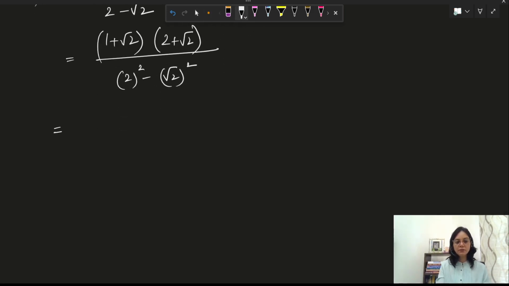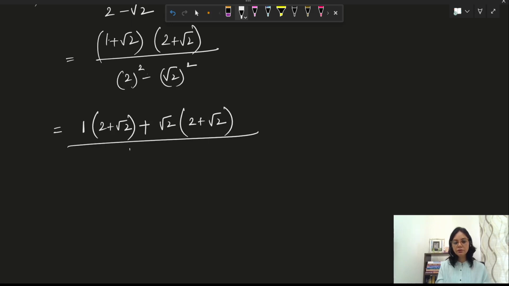What will be the next step here? 1 will be multiplied by the whole this term. Plus sign is there. So plus root 2, 2 plus root 2 like this. What will it be? 2 square is 4 minus root 2 square is 2. Open the brackets now. 1 into 2, 2, plus 1 into root 2, plus 2 into root 2, 2 root 2, and then plus root 2 into root 2 is 2, divided by 2.